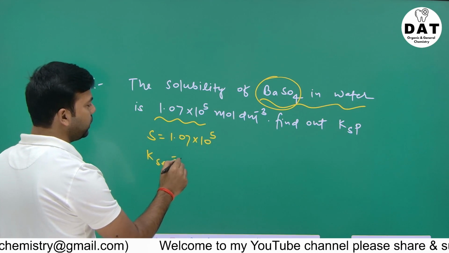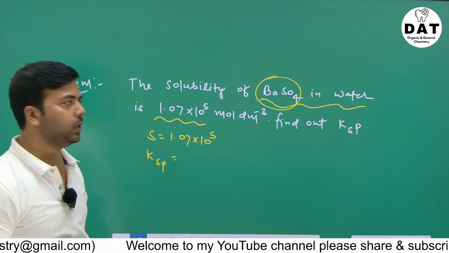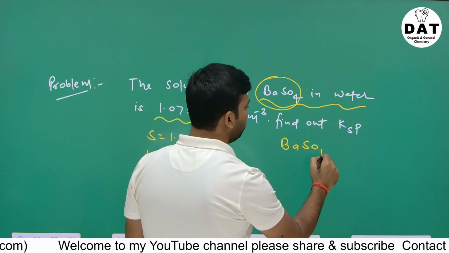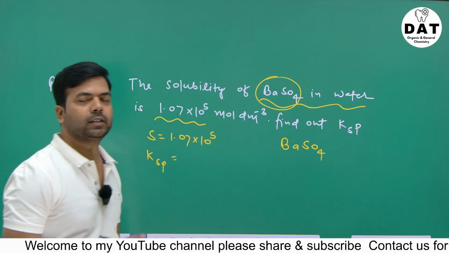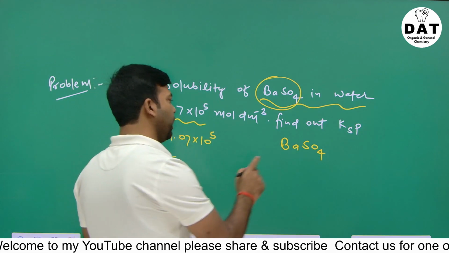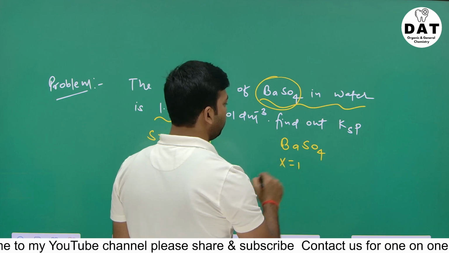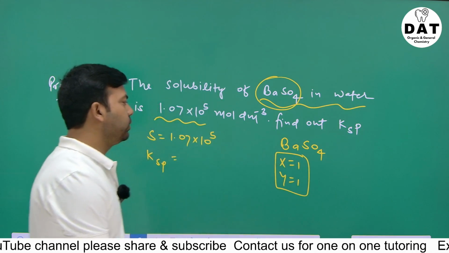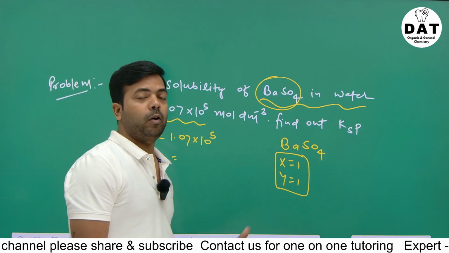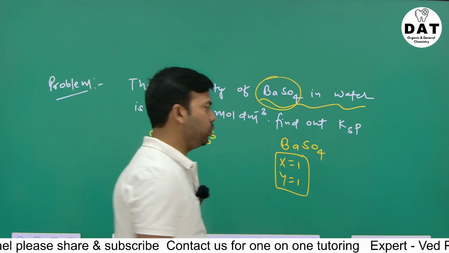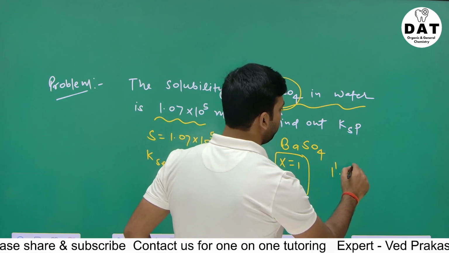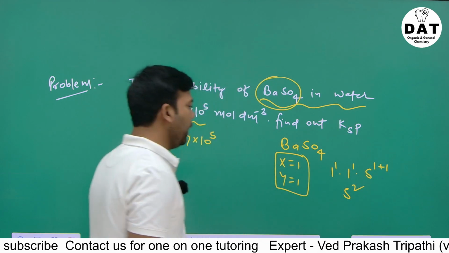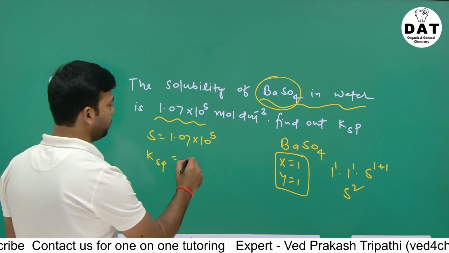I just discussed the expression for how we can find out the KSP for any complex. Suppose you have BaSO4. So the first job is to find out the x and y value here. So my x is 1 and y is also 1. Make sense? So x to the power x, y to the power y and s to the power x plus y. So overall 1 to the power 1, 1 to the power 1, s to the power 1 plus 1. Overall it is s power 2. S square.